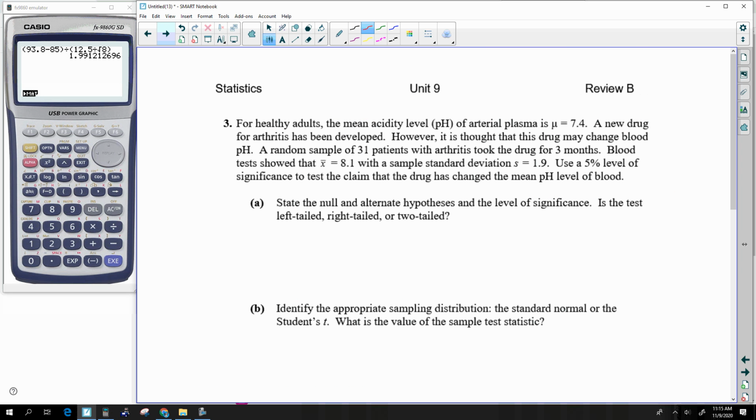So this is the one that I'm assuming is an S. We know it is. All right, so we have an average, we have an S, 31 patients, sample average, 5%. Has it changed the mean, aka is it not equal to? I don't care if it gets bigger or smaller, this is saying is it not equal to? Has it changed the mean?